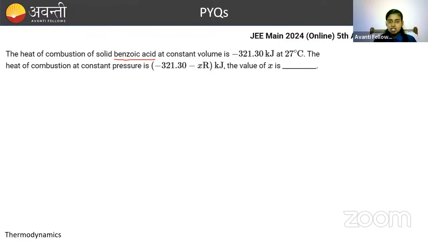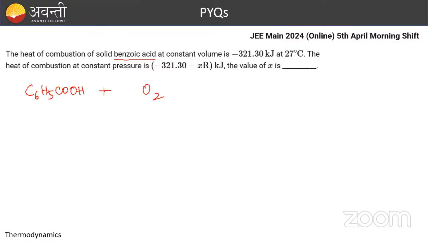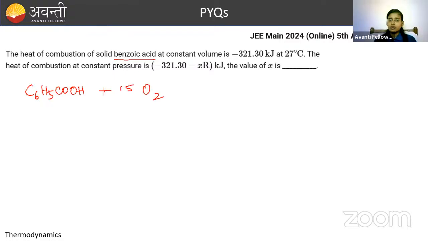So the formula for benzoic acid is C6H5COOH. And if it is treated with O2, 15 by 2 moles of O2 will react with this, and it will give 7 moles of carbon dioxide and 3 moles of water. So, this is the complete combustion reaction for benzoic acid.